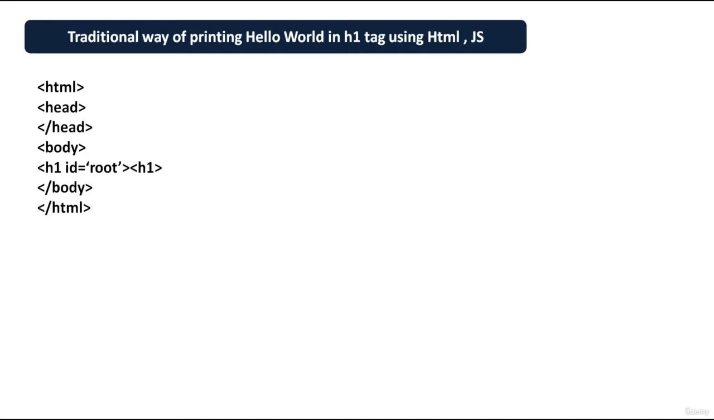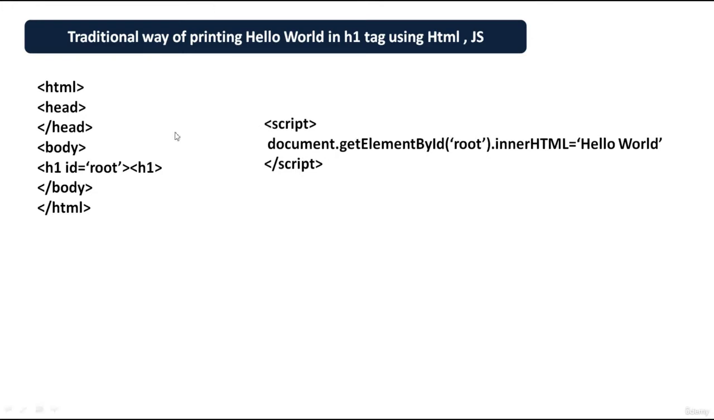Now we will see how to print hello world in the h1 tag by accessing the h1 using the ID property. This is the script code of this HTML content. Here we are accessing the h1 element using the statement document.getElementById. In these parentheses we have to write the ID. Here the HTML ID is root. That's why I have written root dot innerHTML. This innerHTML is used to change the content in the h1 tag. Here we are changing the h1 text to hello world. This is the traditional way of printing hello world in the HTML using JavaScript.